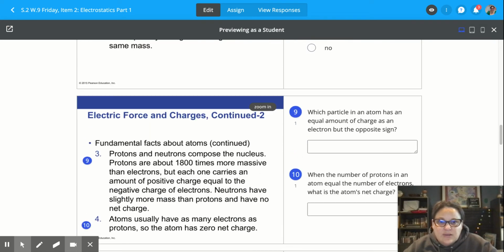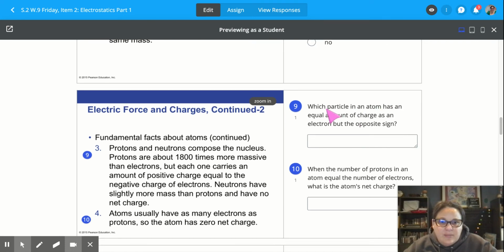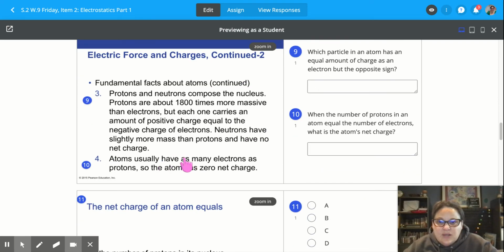The question that goes with that is over here. It says, which particle in an atom has an equal amount of charge as an electron, but the opposite sign? Atoms usually have as many electrons as protons, so the atom has a 0 net charge, which I just showed you above. If you take the total number of protons and the total number of electrons and they're the same, then the answer is 0. So it says when the number of protons in an atom equals the number of electrons, what is the atom's net charge?